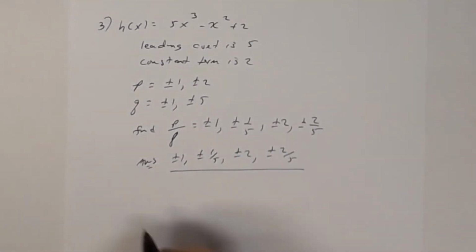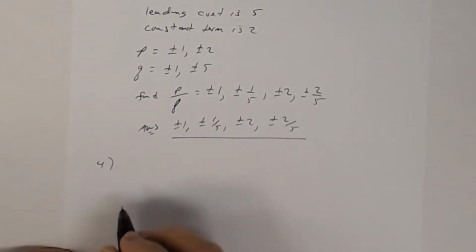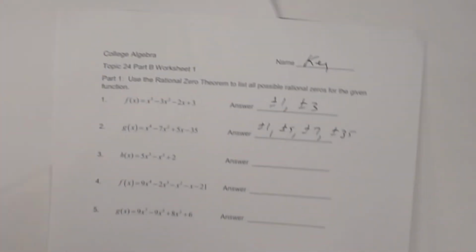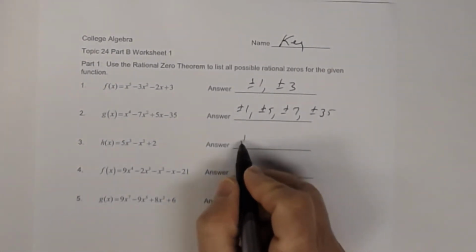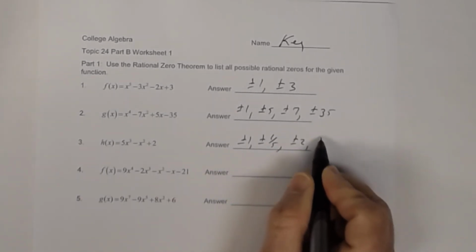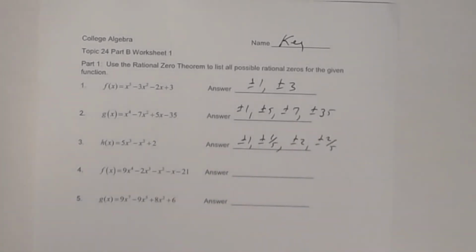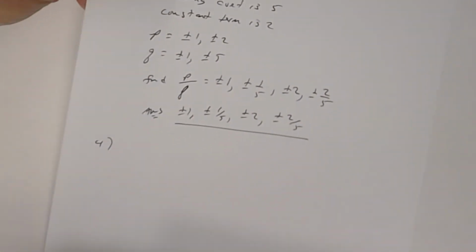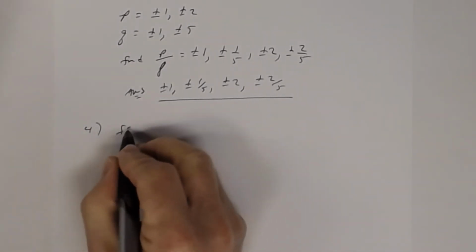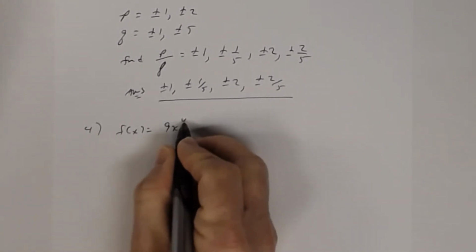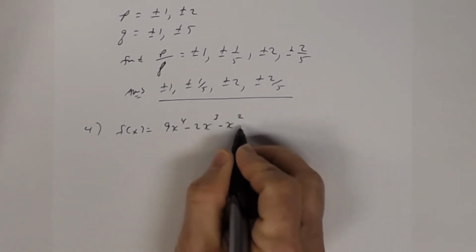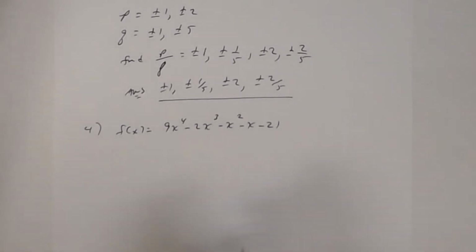Okay, let's look at number 4. Oh, let me go ahead and write down the answer. So the answer for number 3 is plus or minus 1, plus or minus 1/5, plus or minus 2, plus or minus 2/5. Okay? All right, number 3. Oh, I'm sorry, number 4. We have f of x is equal to 9x to the 4th minus 2x cubed minus x squared minus x minus 21.